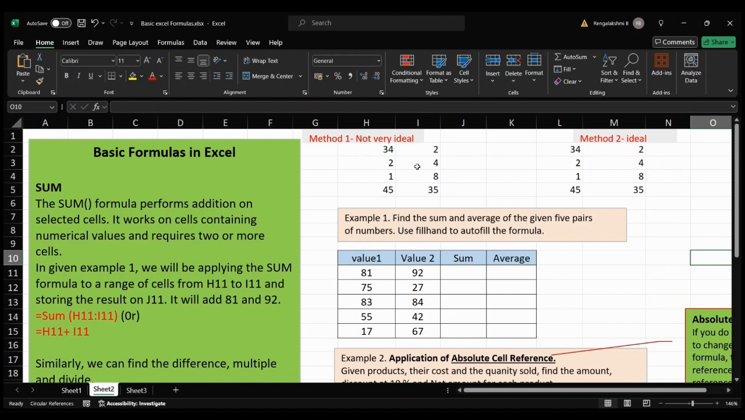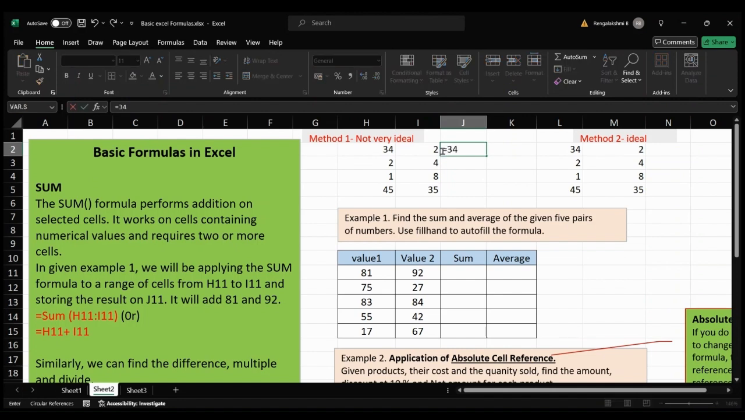In the first method, we are supposed to add 34 plus 2. So we'll write is equal to 34, the absolute value, plus 2. Now when we write 34 plus 2, we get 36. This is one way of doing addition or finding the sum.